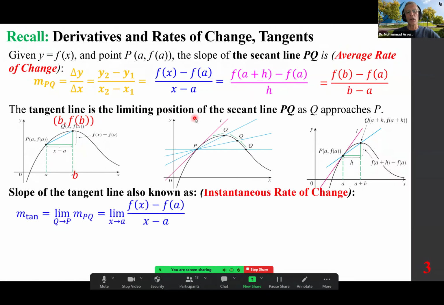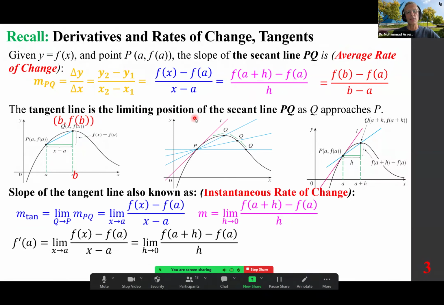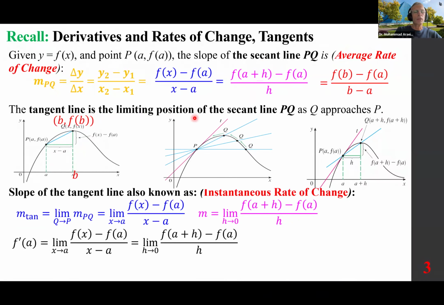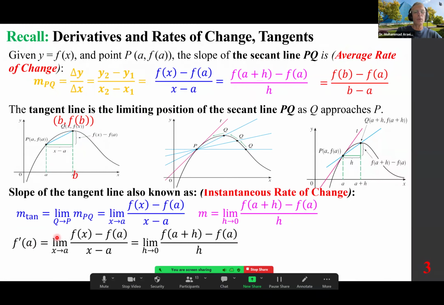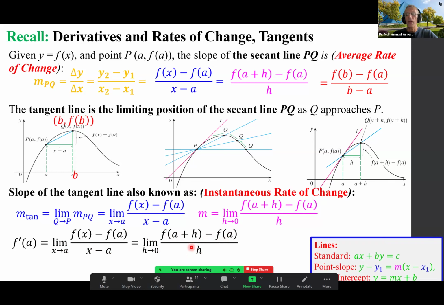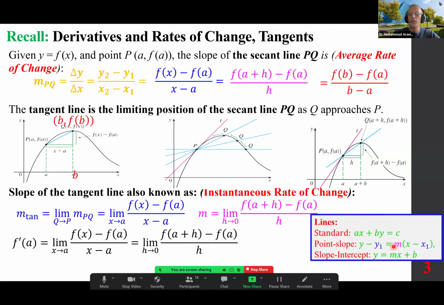And so we go with the concept known as the instantaneous rate of change. So there are 2 definitions: f prime of a or m equals the limit of f of x minus f of a over x minus a as x approaches a, or the limit of f of a plus h minus f of a over h as h approaches 0. Then I reminded you about various formats of the lines: standard form, point slope, and slope intercept.